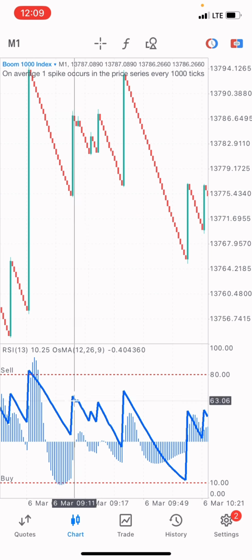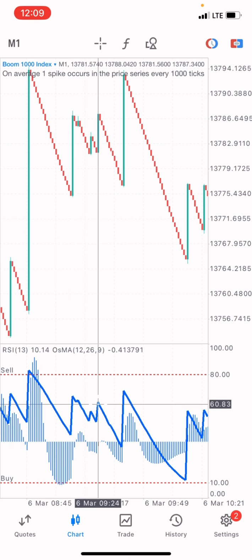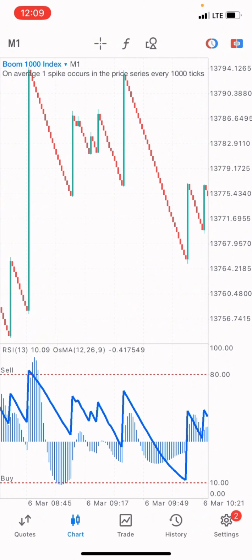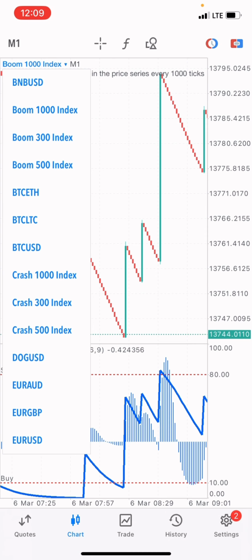Now I want you to know that once you see a breaking structure like this, the market is going to continue this same pattern again, just like it did at this point. All right, just as it did at this point. I hope you understand what I'm sharing with you guys. Now I'm going to show you how you can do this on the Crash 1000 Index market and be profitable.